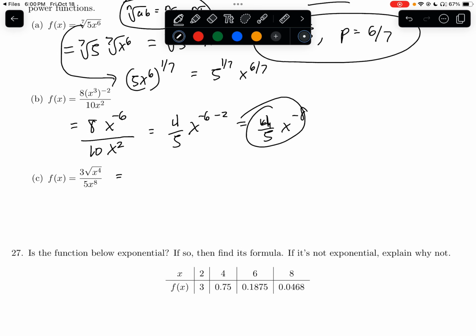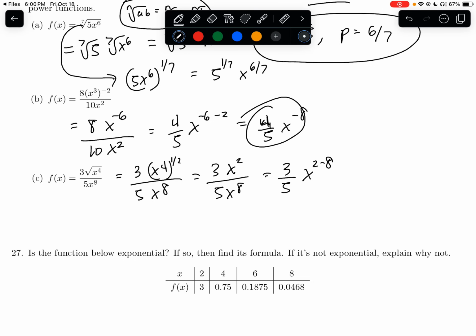And then for the next one, we can recognize that this is 3 times x to the 4th, the square root, which is the 1/2 power, divided by 5x to the 8th. So 3, I raise to a power here, so I multiply 4 times 1/2, and I get x squared over 5x to the 8th, which is 3 over 5 x to the 2 minus 8, which is 3 over 5 x to the -6. And that would be my power function in the standard form.